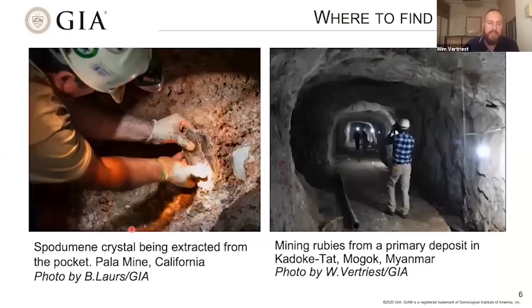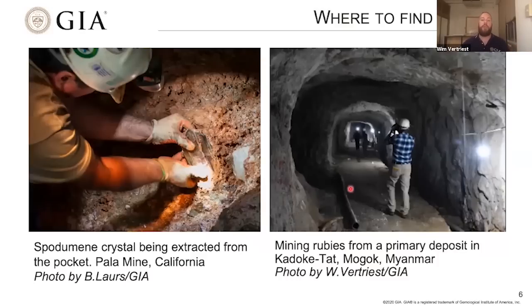Now, these are two other examples. Here on the left, we see a photo from the Pala mine in San Diego County in California, where a miner is extracting a large spodumene crystal. You see that the rock around it is completely turned to mud, but it is still the original rock where it formed. It has just been weathered to rock and that soft sand. But the spodumene crystal you see in there is still beautifully intact and can be extracted by the miner.